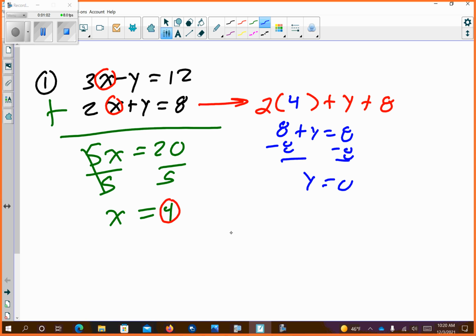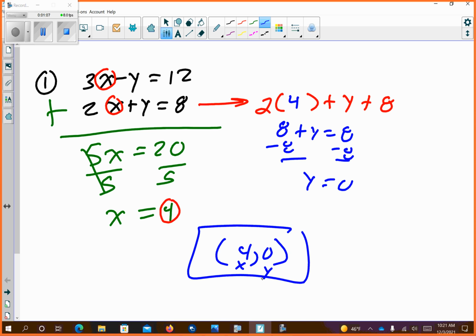Y equals 0. So here's my answer, 4 comma 0. Done. That's an X and a Y value, right? Yeah, please have them as ordered pair. Okay. Can I move off this one? We're good?